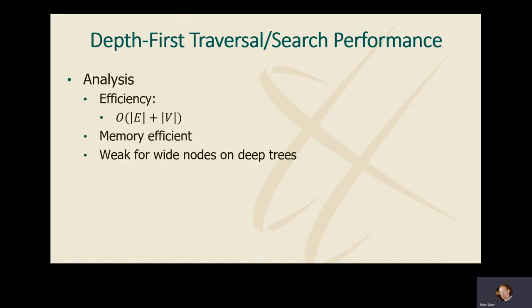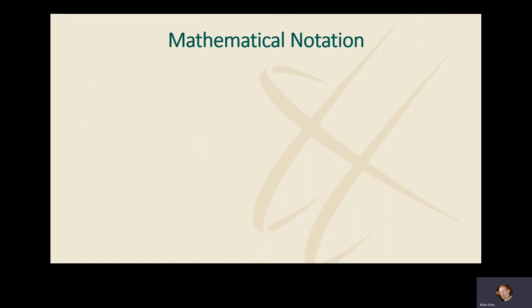So we can do our same analysis here, right? It's going to be more memory efficient than breadth first search, right? But if we go really wide, it's going to be slower for those kind of nodes. What are our uses? Well, we got all sorts of uses, but here's one great example. Mathematical notation.